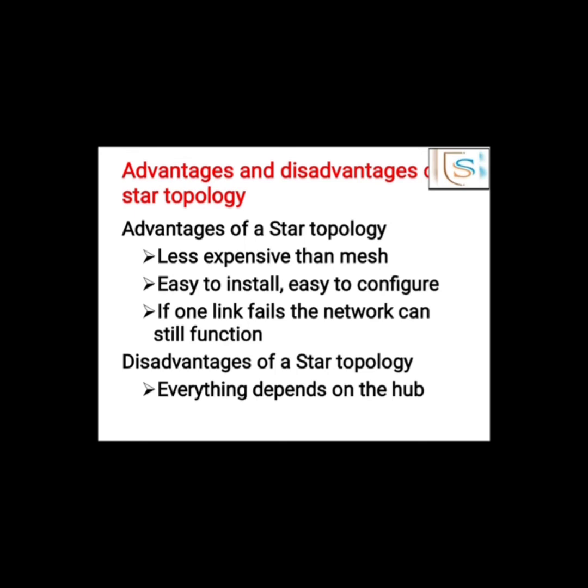Advantages and disadvantages of the star topology: it is less expensive than mesh. Mesh we will discuss later on. It is easy to install and easy to configure. If any link fails, the network still functions. Yes, because the hub has many ports at the back, and if any one of the ports stops working, the rest can work fine. So there is no chance of breakage of the interconnection, or disruption of the connection. If any link fails, the network still functions.